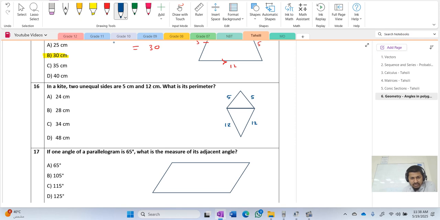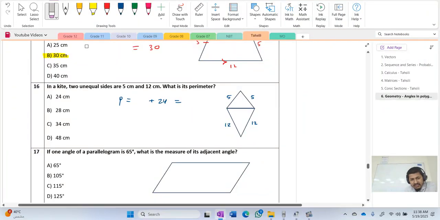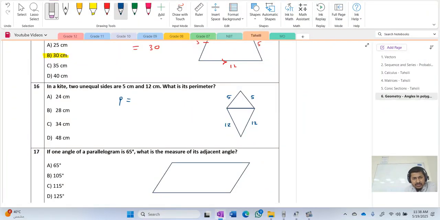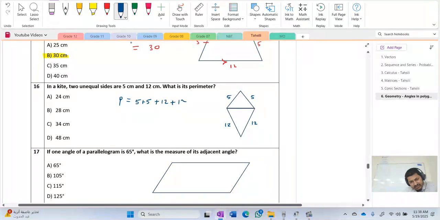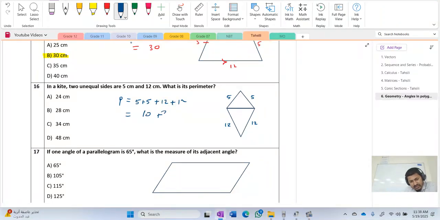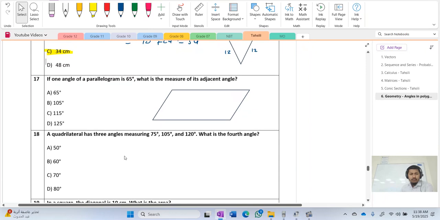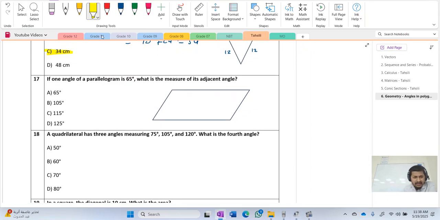Question 17. If one angle of a parallelogram is 65, so that's 65, what is the measure of the adjacent angle? Adjacent means the angle next to that, this angle here, or that angle there. It doesn't matter because both of them are the same. So the adjacent angle is this angle over here. So A, B, C, D. So they're either talking about angle B or angle D. Both of them are adjacent to each other. Remember, the opposite one is this one here. That's opposite. We're not looking at the opposite angle, we're looking at the adjacent angle.